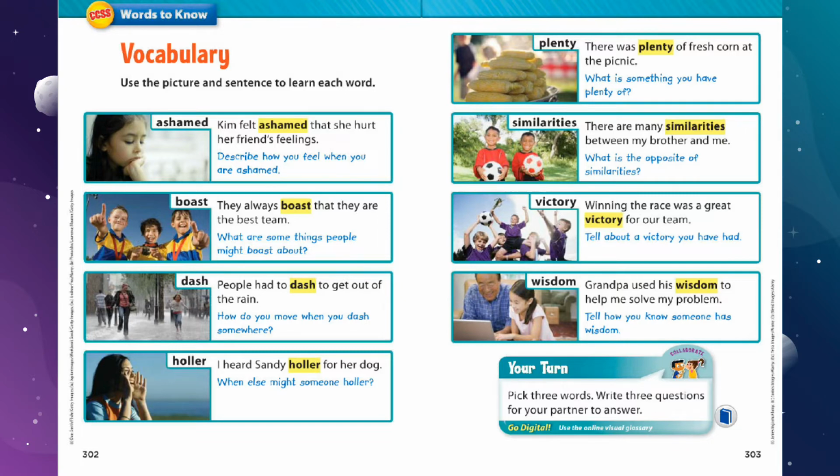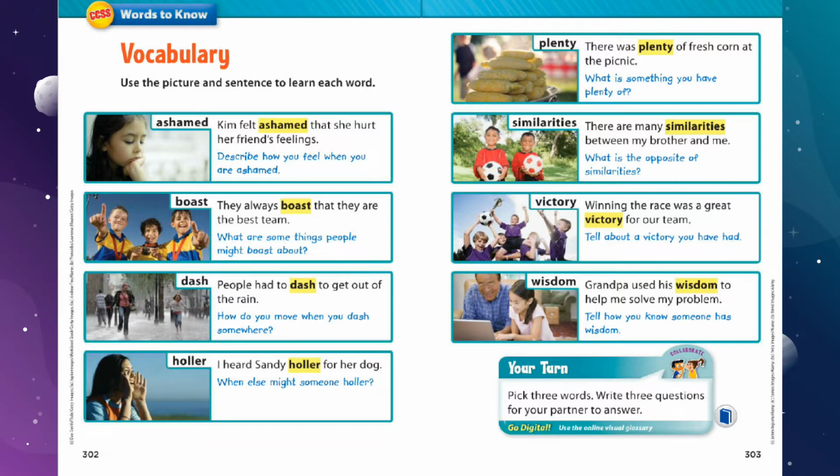Plenty. There is plenty of fresh corn at the picnic. Plenty means there was a lot. Okay, so we have a lot of something. Plenty means there's a lot. There will be enough for a lot of people. Similarities. There are many similarities between my brother and me, so we have a lot of things in common. Okay, we share many things. Maybe the way we look, maybe the way we act, maybe the things we eat.